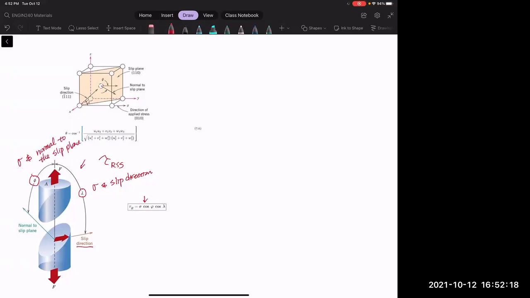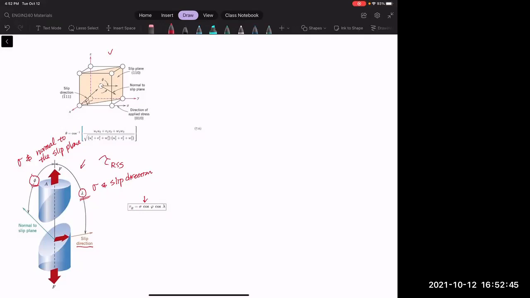Okay, so I think this one is easy to find. This one is sometimes harder because you have to know the direction normal to the slip plane, which is sometimes harder to visualize. Then you have to see what kind of problem you have. So here is a picture that shows you an example.